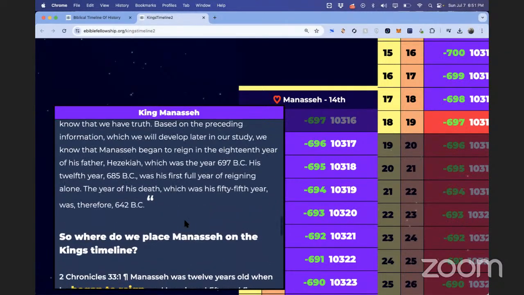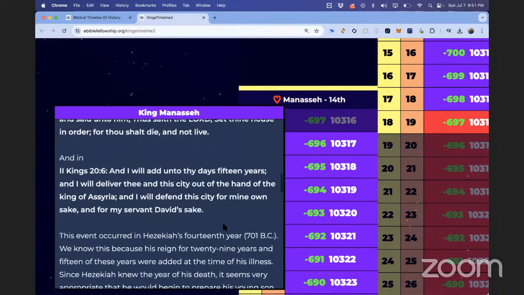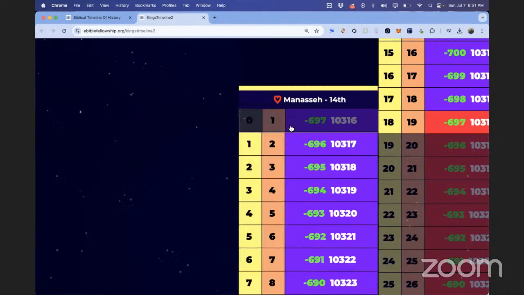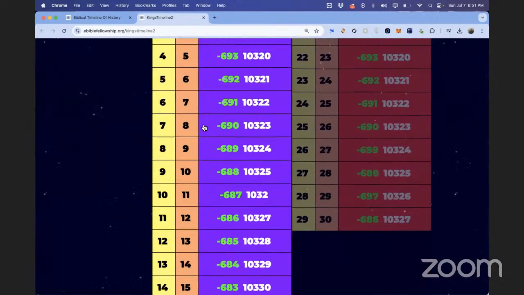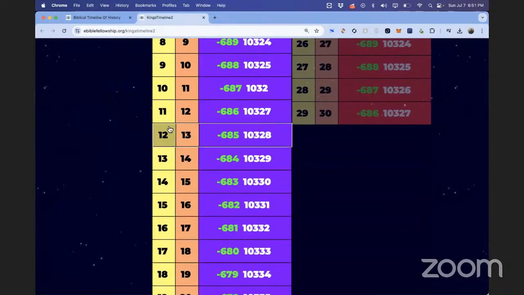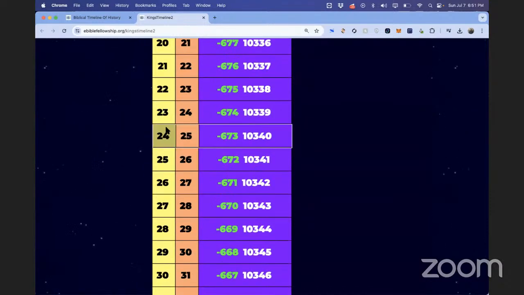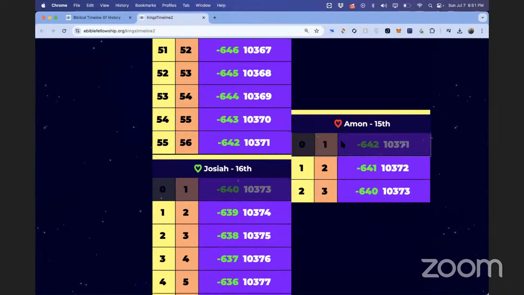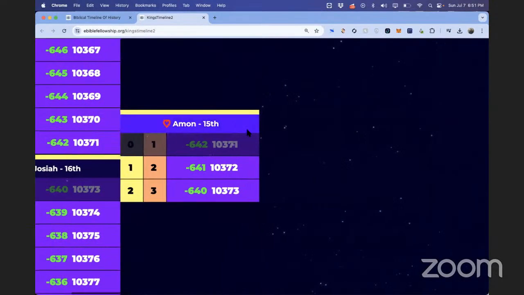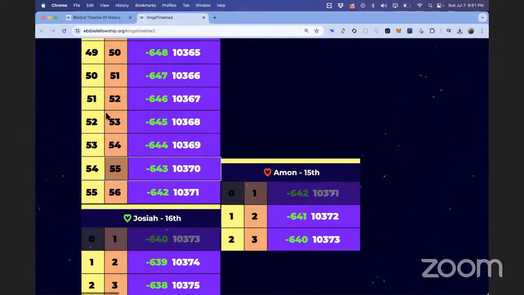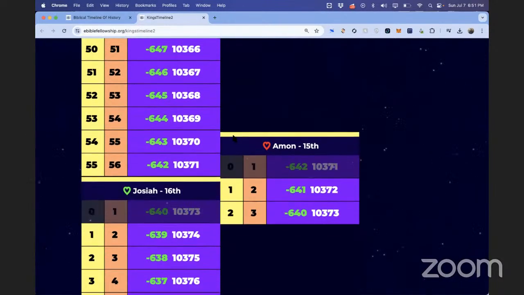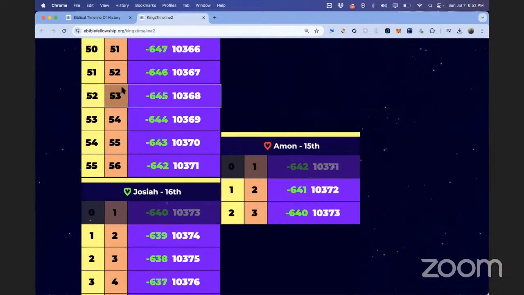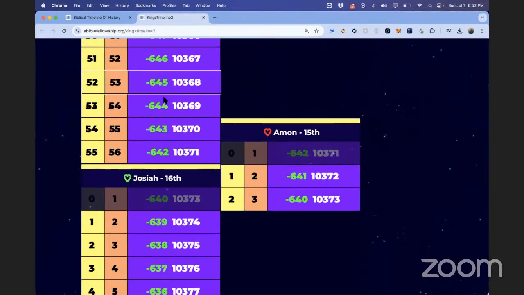So just to mention, he reigned for 55 years, as it says up here. So if we know to place him here, because of the verse of when he began to reign by himself at age 12, then if you go 55 years total, that lands you in the year 642 BC, and that leads us right to Amon. So at this point in time, we're not able to compare the kings side by side like we did before. So to finish off these last kings, this is how we do it.